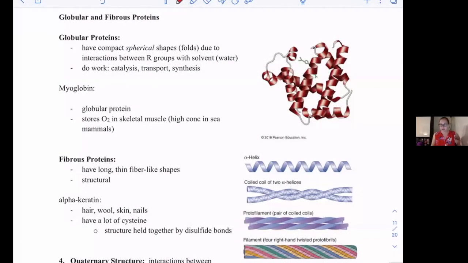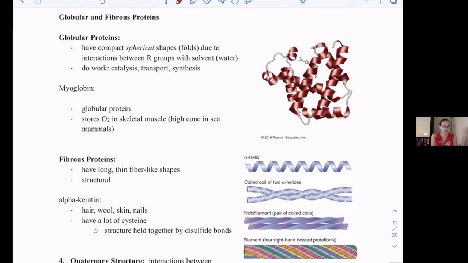Okay, so within tertiary structure, there are a few different common manifolds that you'll see. And these are between globular proteins and fibrous proteins. So globular proteins have more of a spherical shape. They fold in a spherical way due to interactions between R groups with solvents. So they have the hydrophobic in the middle, hydrophilic on the outside, making an overall round type shape.